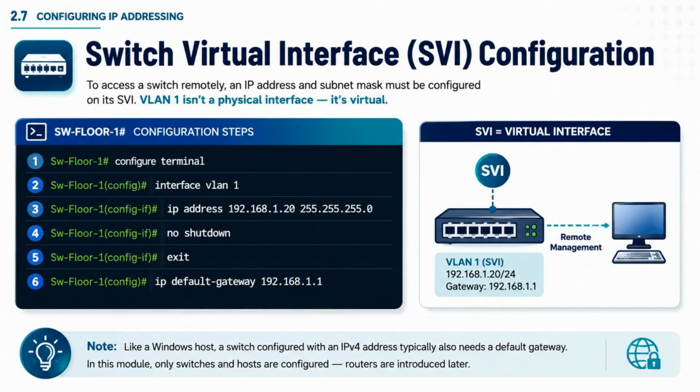To manage a switch remotely, it needs its own IP address, configured on the VLAN1 SVI, a virtual interface, not a physical port. Walk the command block. Interface VLAN1, ip address, no shutdown to activate it. Then ip default-gateway at global config level, same idea as a PC's gateway.